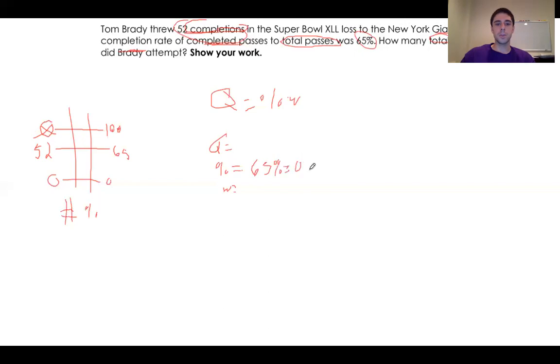or 0.65. 52 is going to be our quantity, because at 100%, that's our whole. So we have 52 equals 0.65 times x. And how do we solve for x? What are we going to need to do? All right, we're dividing both sides by 0.65. Excellent.